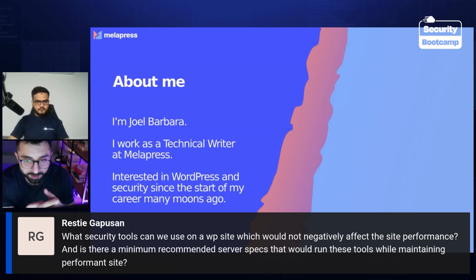So now, having said that, for example, a firewall is very important, but the firewall is going to be examining all of the traffic that is coming in. So that's going to use more resources than, for example, a 2FA security plugin, which works only when the user is logging in. But there isn't a minimum recommended server spec, because it all depends on how much risk you are willing to take on.